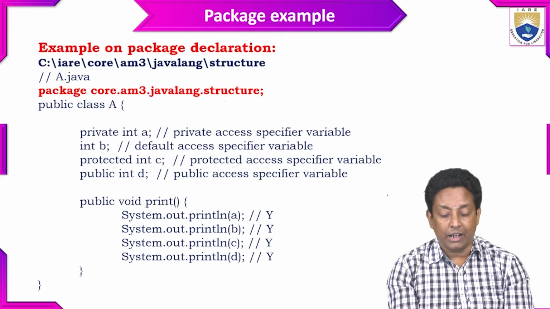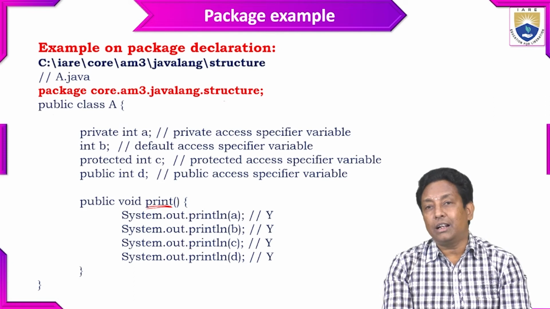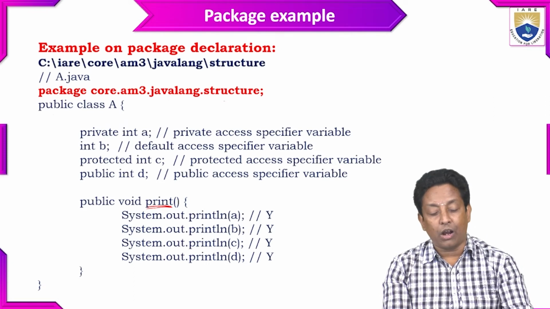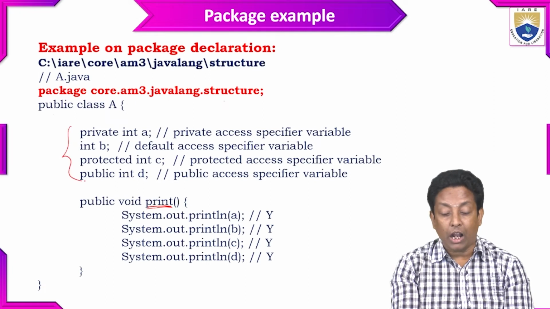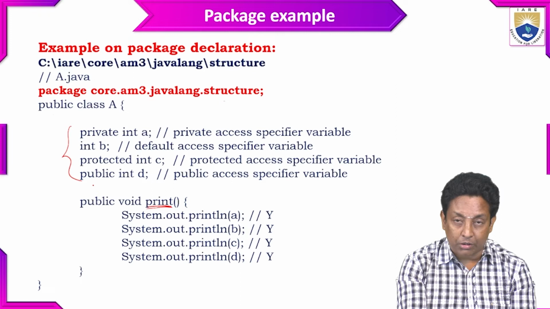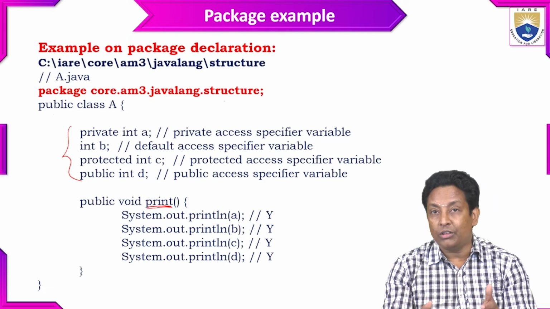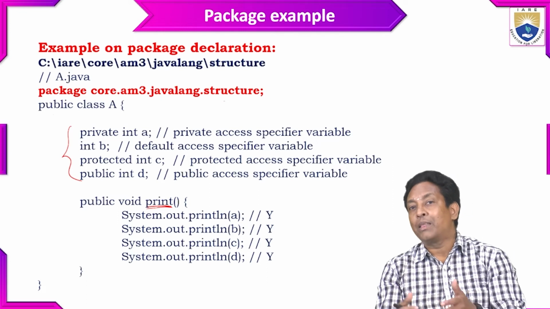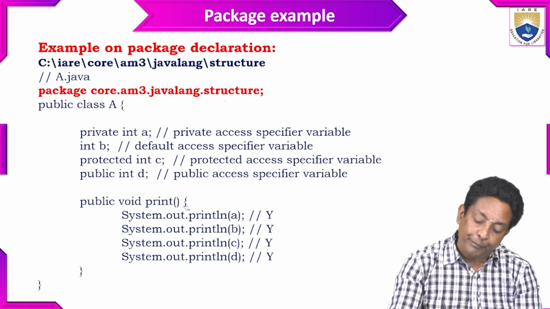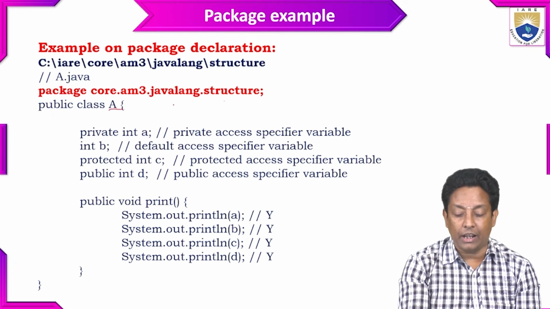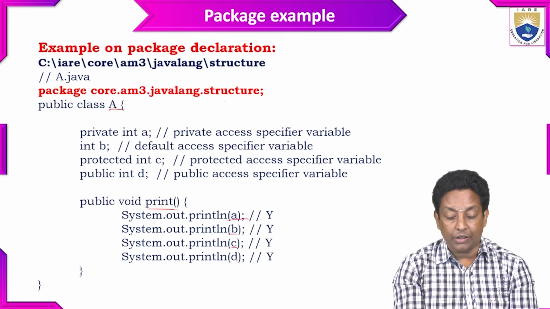Inside this class A, I have written one method called print. The intention of this example is to see how to declare four different access specifier variables, private, default, protected, and public, and what their access scope is. In order to test that, I have written one method within the same class. In the same class A, I have written one method called print. In print, I am trying to print the variables a, b, c, d.